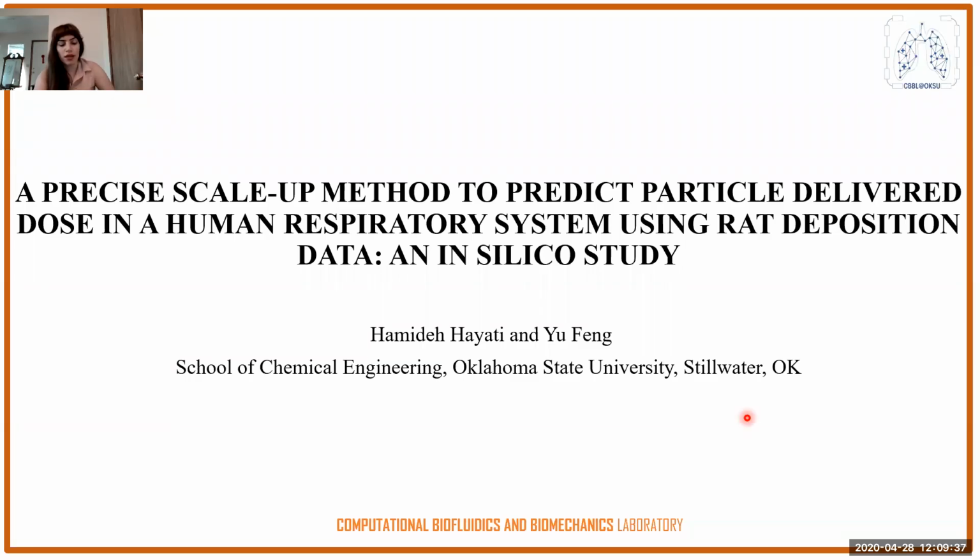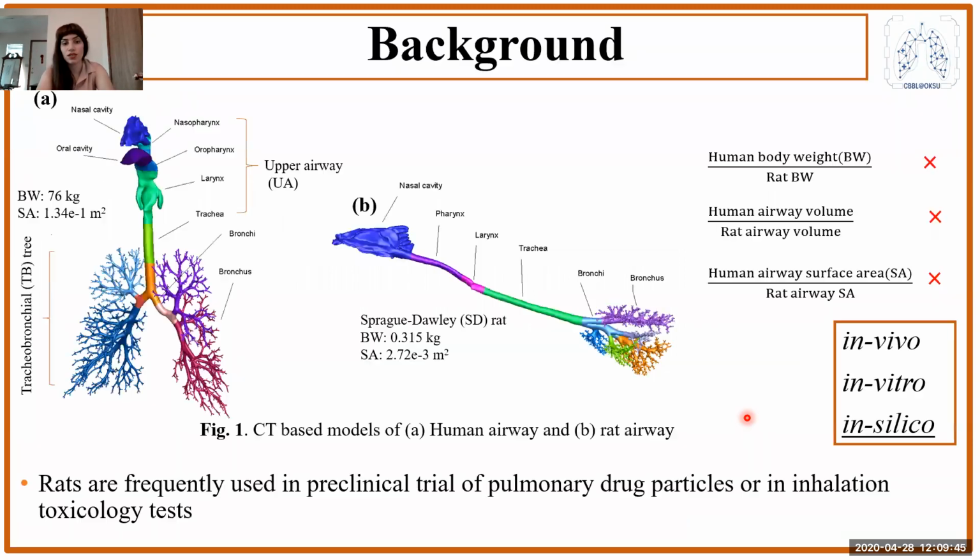Hello. I am going to talk about a precise scale-up method to predict particle delivered dose in a human respiratory system using rat deposition data. We know that rats are frequently used in preclinical trials of pulmonary drug particles or in inhalation toxicology tests. And we can see here the morphology of the human airway and rat airway are similar to each other.